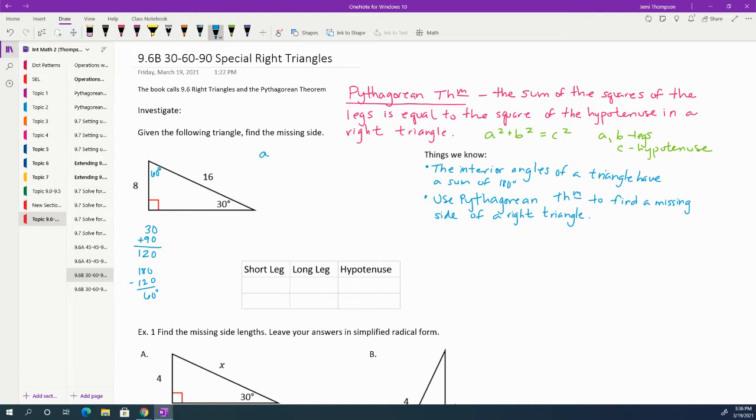So I'm going to set up Pythagorean theorem, a squared plus b squared equals c squared. C must be the hypotenuse, and A and B are interchangeable. It doesn't matter which order I put these in. So if A is my variable, or if you want to use X or some other kind of letter, I'm going to plug in 8 for one of the legs and 16 for the other leg. Eight squared is 64. 16 squared is 256.